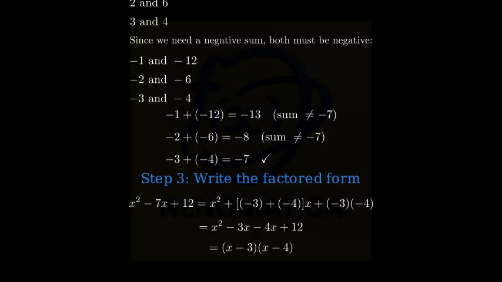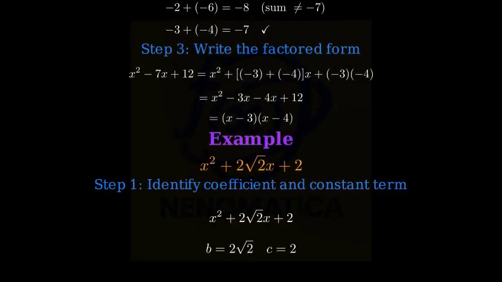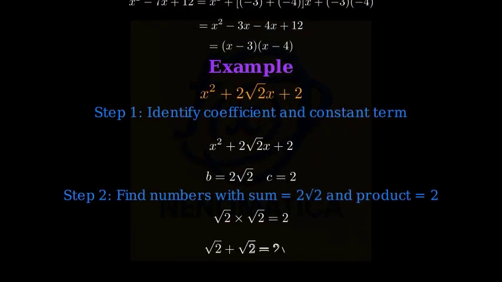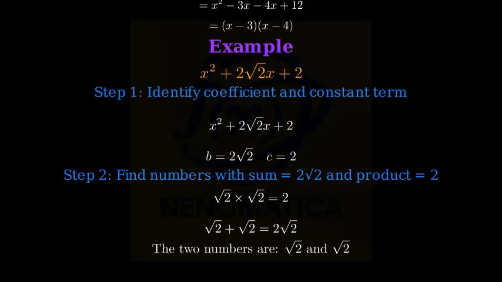For our final example, let's factor x squared plus 2 square root of 2 times x plus 2. Here, the coefficient of x is 2 square root of 2, and the constant term is 2. Now, we need two numbers whose sum is 2 square root of 2, and whose product is 2. Let's think about this carefully. We know that square root of 2 times square root of 2 equals 2, and square root of 2 plus square root of 2 equals 2 times square root of 2. So the two numbers we're looking for are square root of 2 and square root of 2. Their sum is 2 square root of 2, and their product is 2.